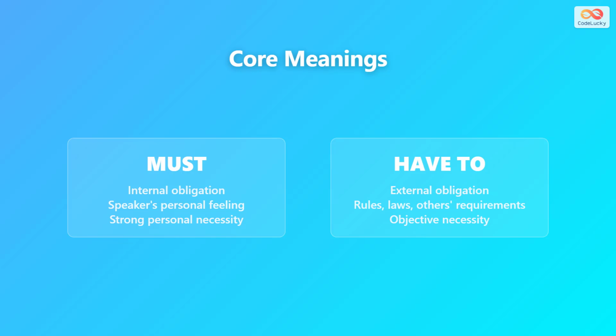Must expresses internal obligation. It is a personal feeling or a strong need you decide yourself. Have to shows external obligation. It comes from rules, laws, or what other people require. Both show strong necessity but from different sources.